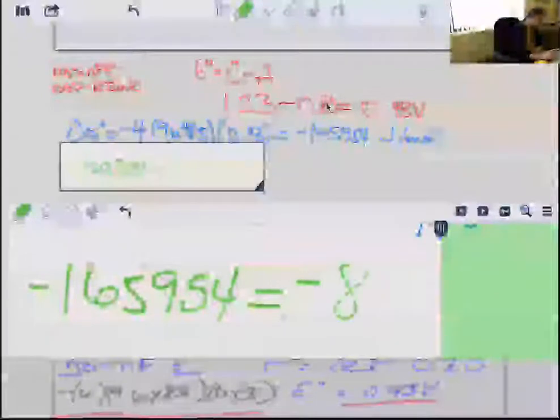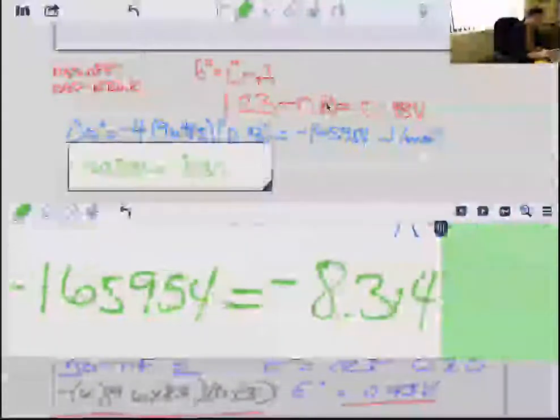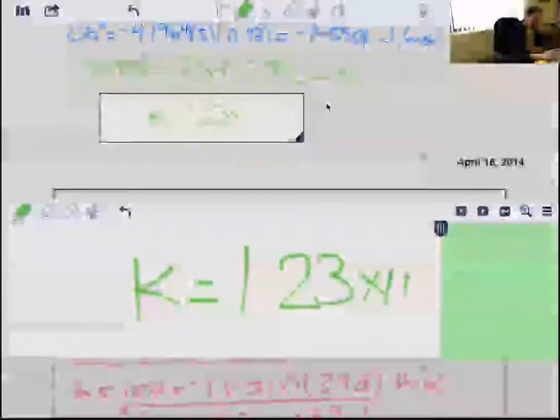Then I take this one, and I now need to find my K. I know my delta G value here is negative 165,954, equal to negative R, 8.314, times my temperature. It told me in the problem that it's 298, times the natural log of K. And all I have to do is divide and solve for K. My K value is really, really large, 1.23 times 10 to the 29th.